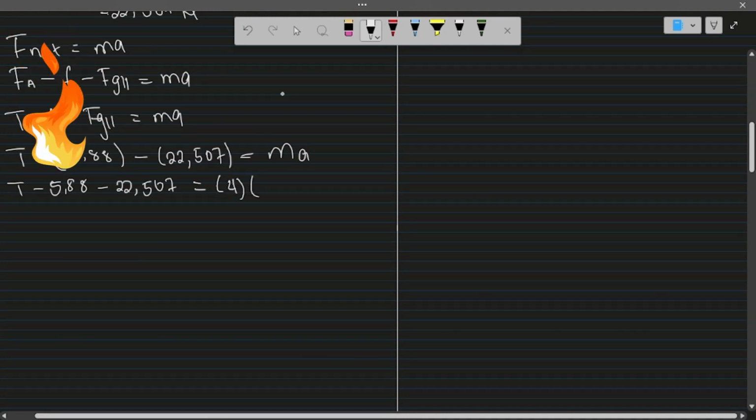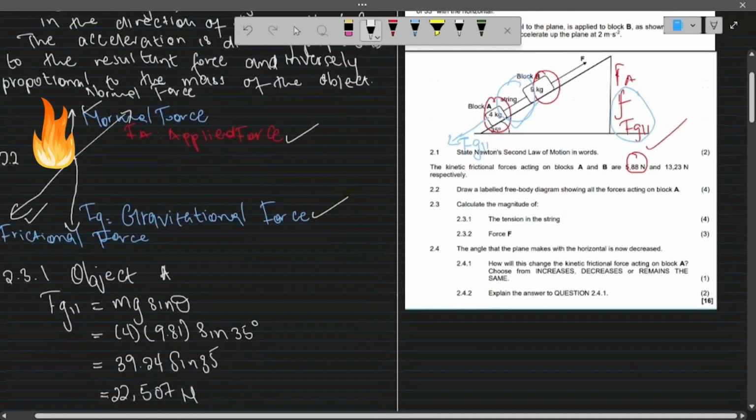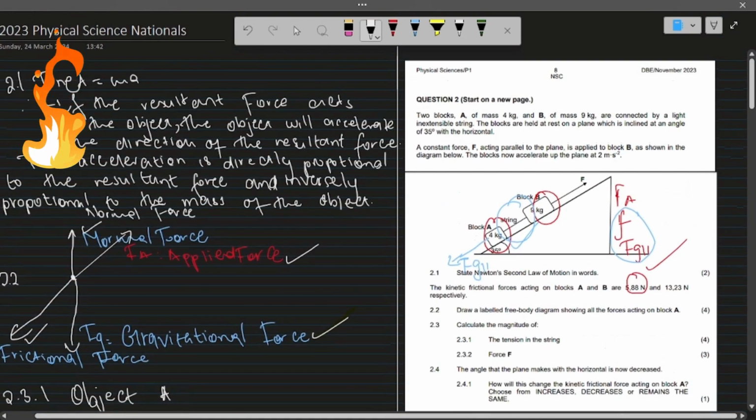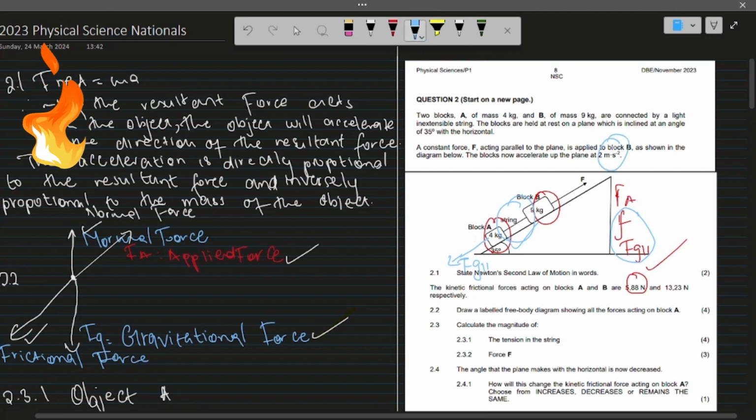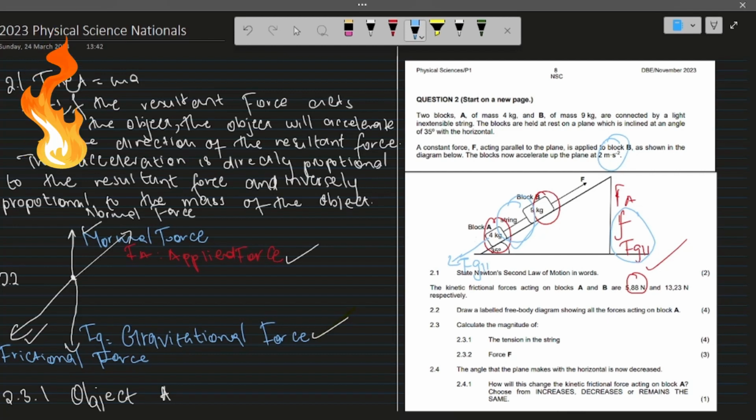It's 4 kg. And then the acceleration of the object is what? Right. And then we were told that these two objects are accelerating uniformly at 2 meters per second. Right. So if object B is accelerating at 2 meters per second, it's the same acceleration that is being applied on object A, guys.